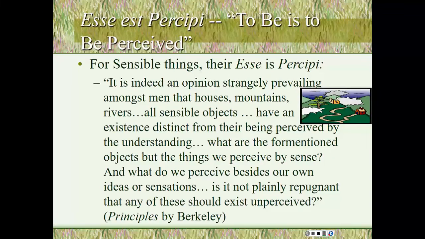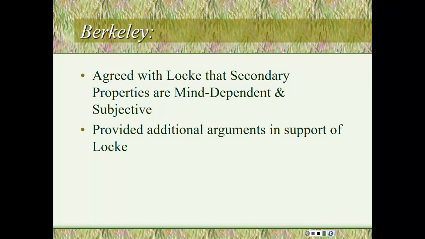So, for him to be is to be perceived. How does it get to this? Well, Berkeley agreed with Locke. He didn't have to revise Locke's views about secondary properties. For Locke, secondary properties like color, smells, feelings of warmth and cold, are subjective and mind dependent. In other words, in order for them to exist, there has to be a perceiving mind around.